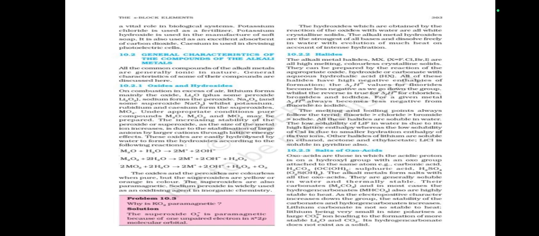General characteristics of the compounds of the alkali metals. All the common compounds of the alkali metals are generally ionic in nature. General characteristics of some of the compounds are discussed here.